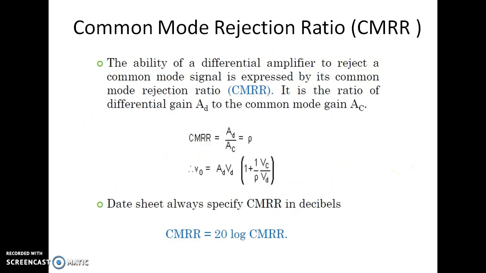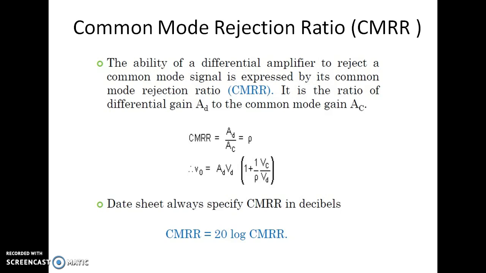So basically, before switching to the differential amplifier and equivalent circuit of the op-amps, we must know what CMRR is. CMRR is nothing but the common mode rejection ratio. The ability of a differential amplifier to reject a common mode signal is expressed by its common mode rejection ratio, which we call CMRR. It is the ratio of the differential gain AD to the common mode gain AC. So CMRR is AD by AC.